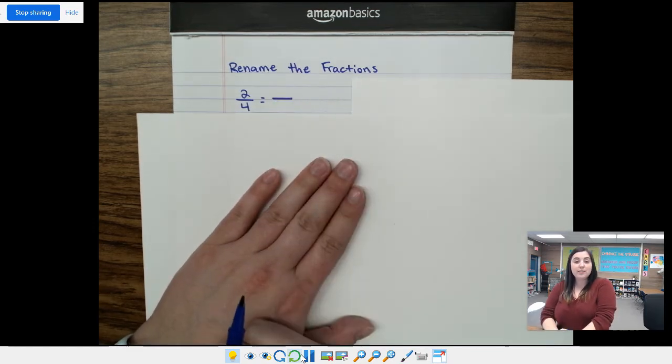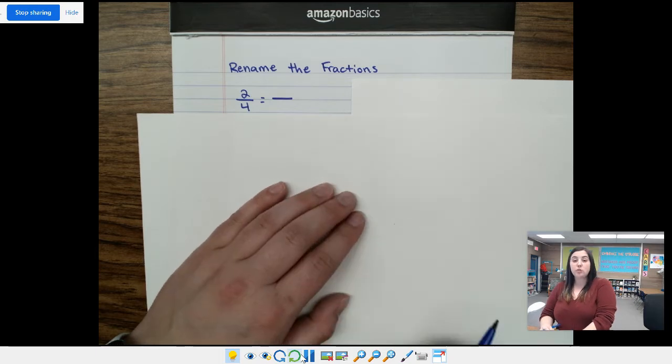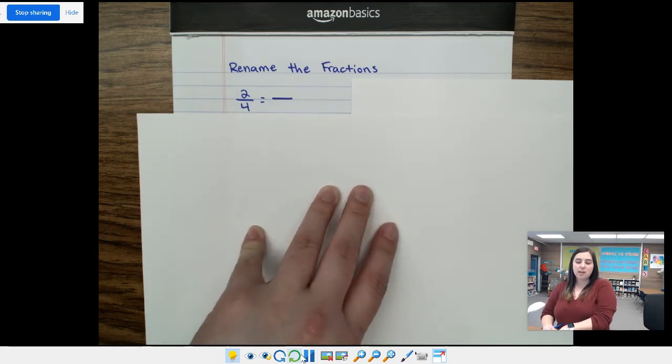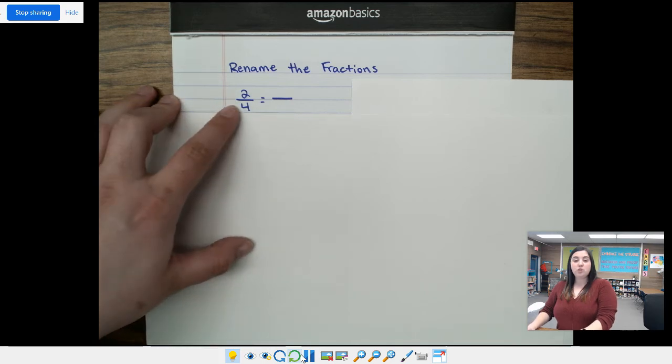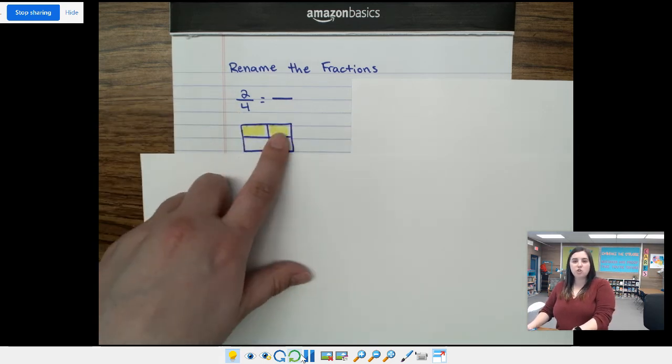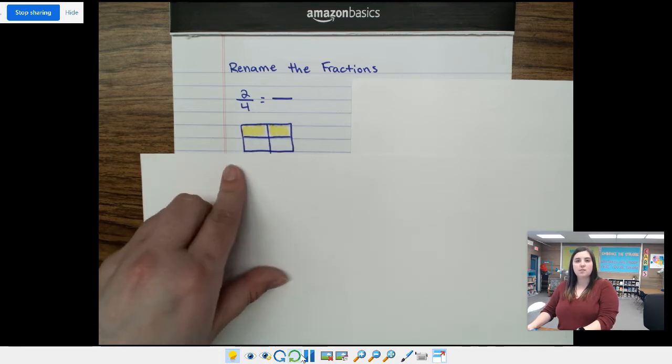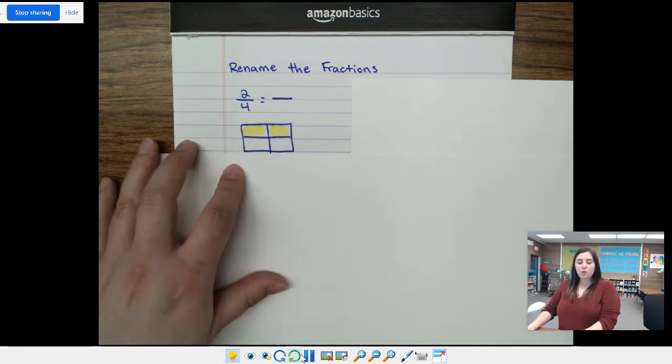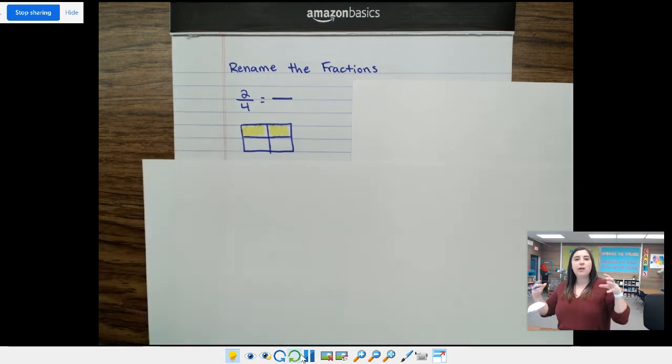Another way you can phrase this, or something that we often say, is reducing the fraction. So if I have something like 2/4, I draw it like this. I have 2 parts shaded out of 4 total parts. What reducing or renaming the fraction means is that I'm going to combine parts so that they're larger pieces. That way my numbers end up getting smaller.